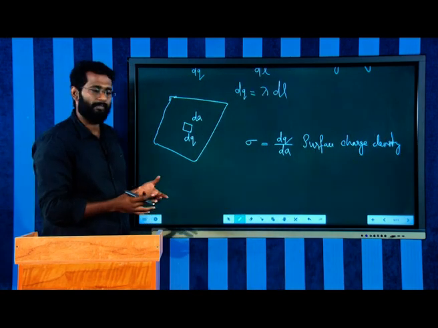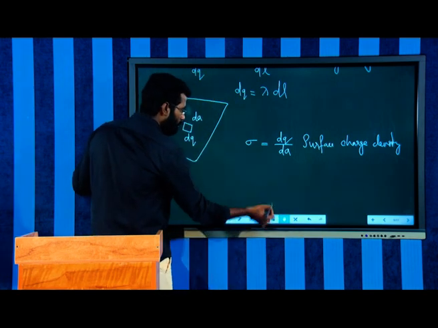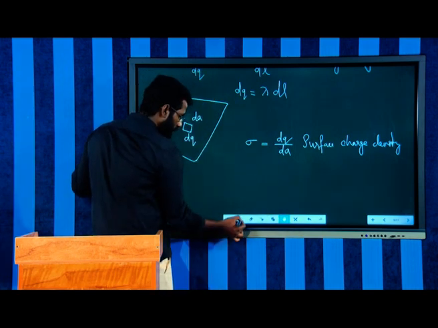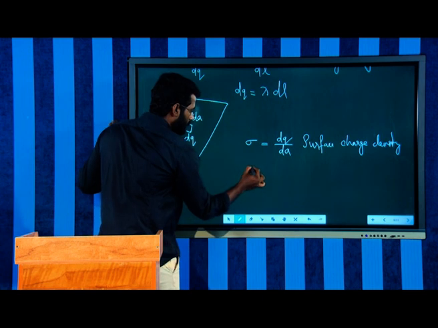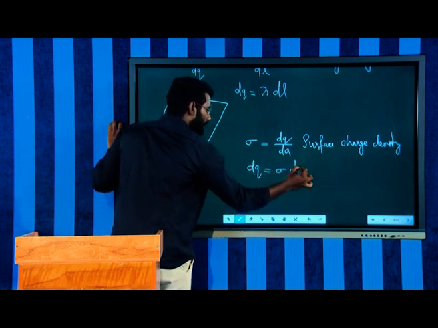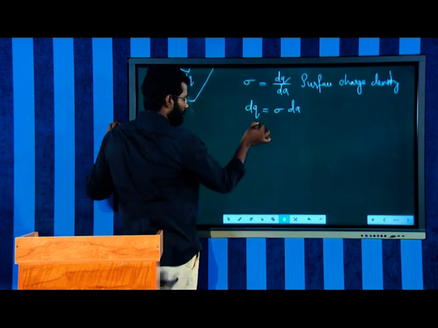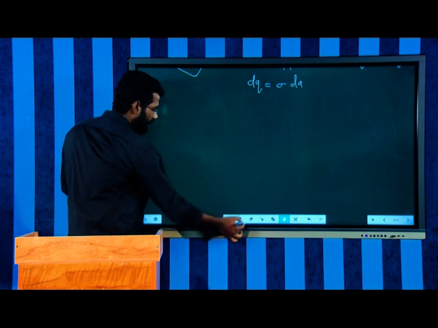Obviously, the next would be volume charge density. So, here also we can replace this dq, that is, in the equation we can put dq is equal to sigma dA. This comes to the integral. Okay. Now, the next is the volume charge density. Let us look at that.